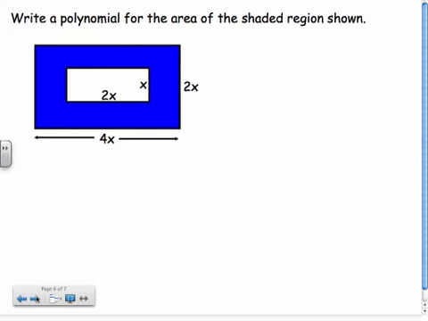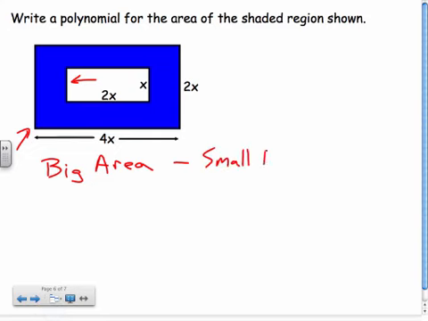Lastly, let's look at one more example here. It says write a polynomial for the area of the shaded region shown. Well, first of all, we're going to think, how are we going to find that shaded region? Well, I got a couple rectangles. I got a big rectangle, and I got my little rectangle on the inside. And if I think about it, if I find the big area, the area of the bigger rectangle, and I subtract the area of the small rectangle, that should give me my shaded region. Should equal that shaded area.